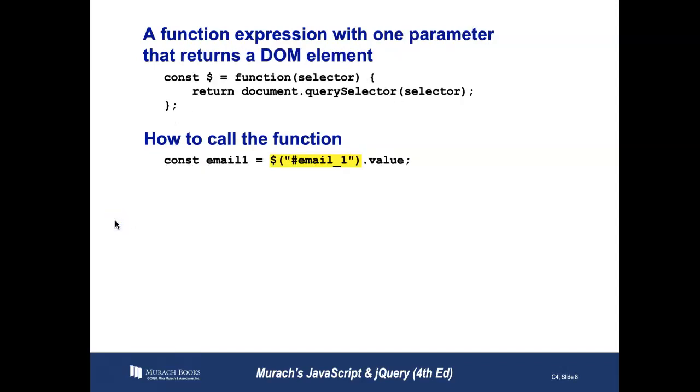Now, similar to the last function that had one parameter that returned a DOM element, this is a function expression with one parameter that does return a DOM element. So we have a constant, just the $ sign, that equals the selector. What we're doing is returning the value of any div or any element that has the ID of email_1 and putting it into a variable. So the $ sign now can be used to select any value by its class or by its ID.